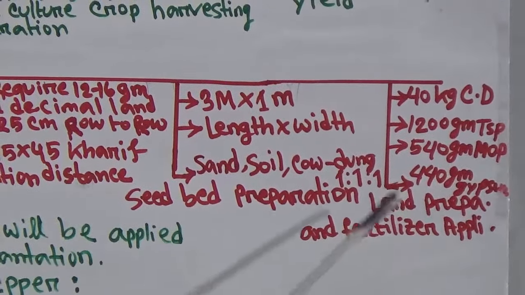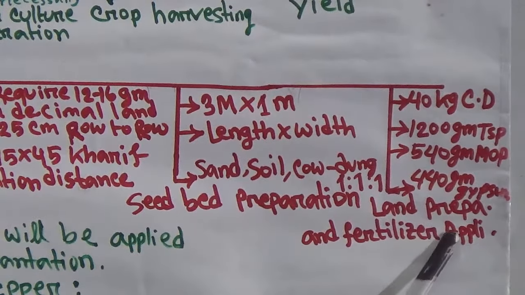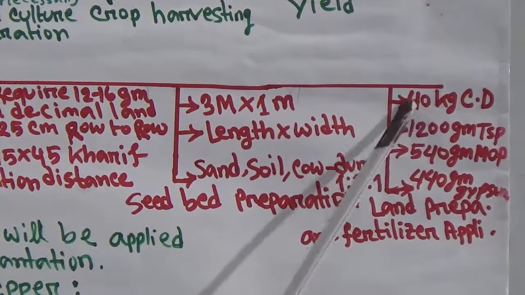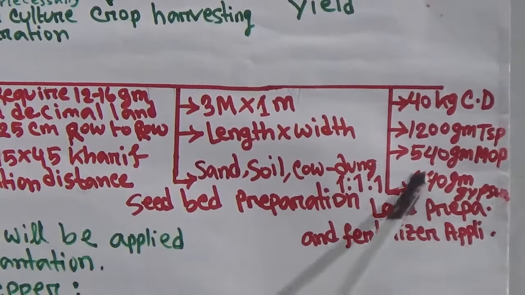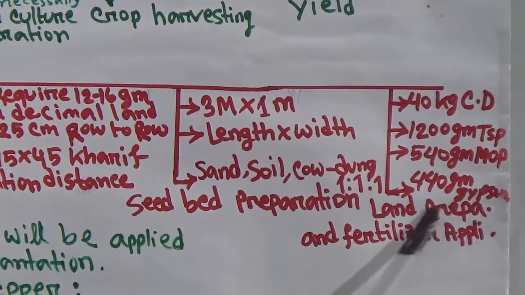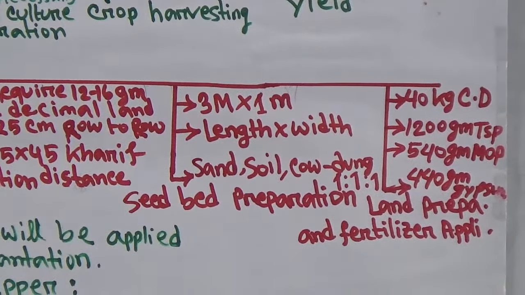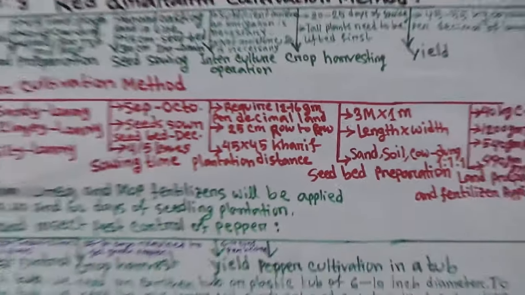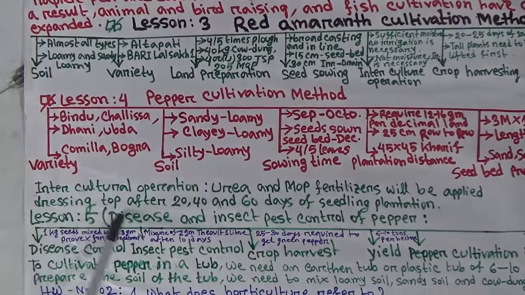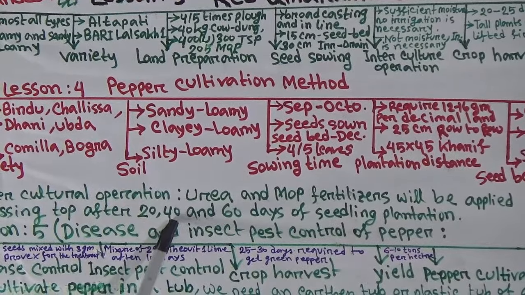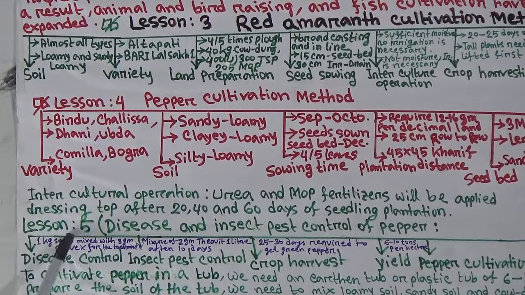Okay, next one is the land preparation. To prepare your land suitable for pepper cultivation, you need to apply 40 kg cow dung, 1200 gram TSP and 540 gram MOP. Finally, you can apply 440 gram gypsum. Now, intercultural operation. Urea and MOP fertilizers will be applied as top dressing after 12, 20, 40 and 60 days of seedling plantation.